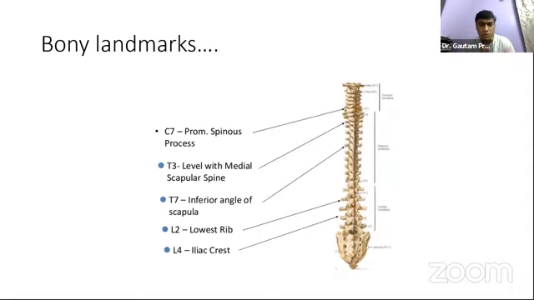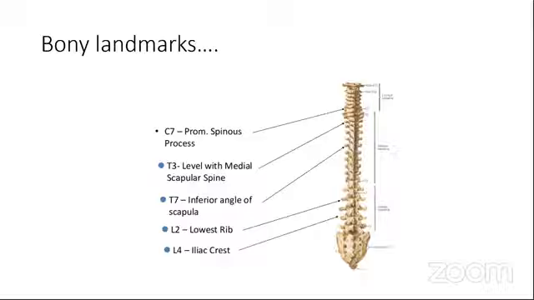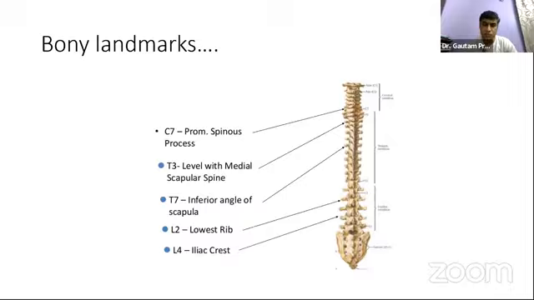Now coming to the bony landmarks. The prominent spinous process over the back, the first one that we'll get is the C7 spinous process. The medial scapular spine will correspond to the T3 spinous process. T7 spinous process will correspond to the inferior angle of the scapula. The L2 spinous process will correspond to the lowest rib that is being palpated, that is D12, though this may vary, because at times somebody has only 11 ribs. And the L4 spinous process corresponds with the iliac crest.